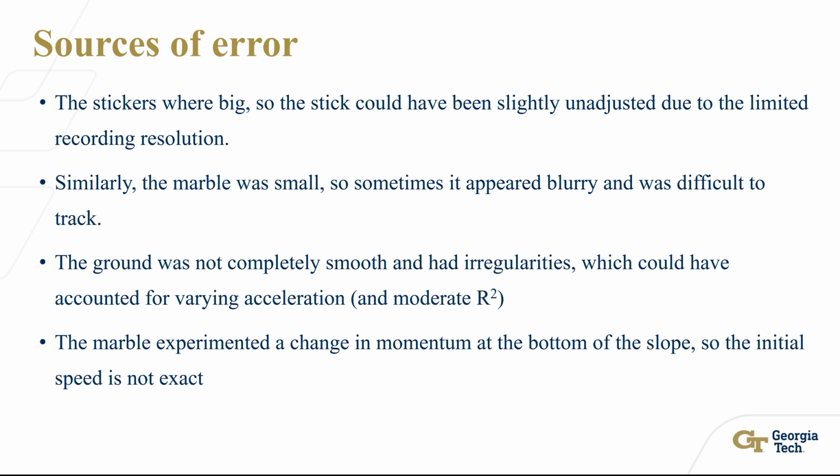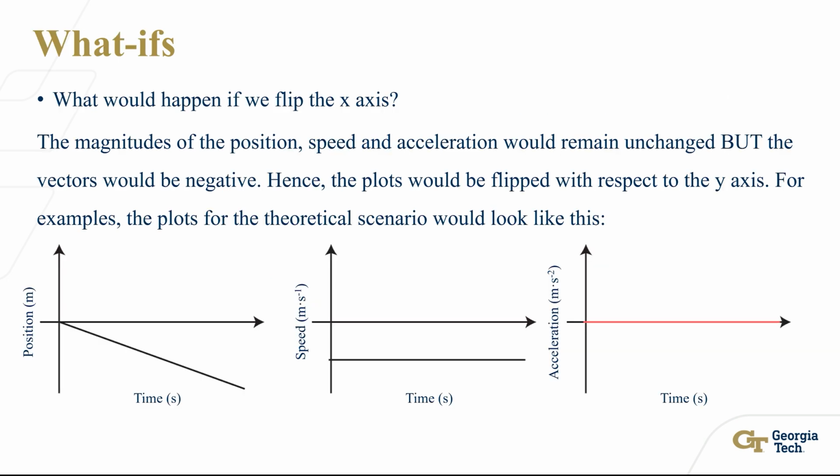Finally, the marble experienced a change in momentum at the bottom of the slope, so the initial speed is not exactly defined. If we flip the x-axis, the magnitudes of the position, speed, and acceleration would remain unchanged, but the vectors would be negative. Hence, the plots would be flipped with respect to the y-axis. For example, the plots for the theoretical scenario would look like this.